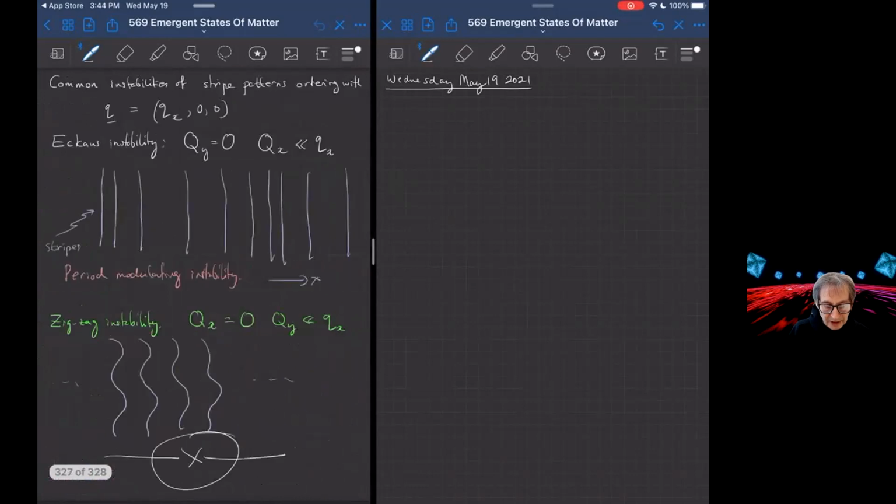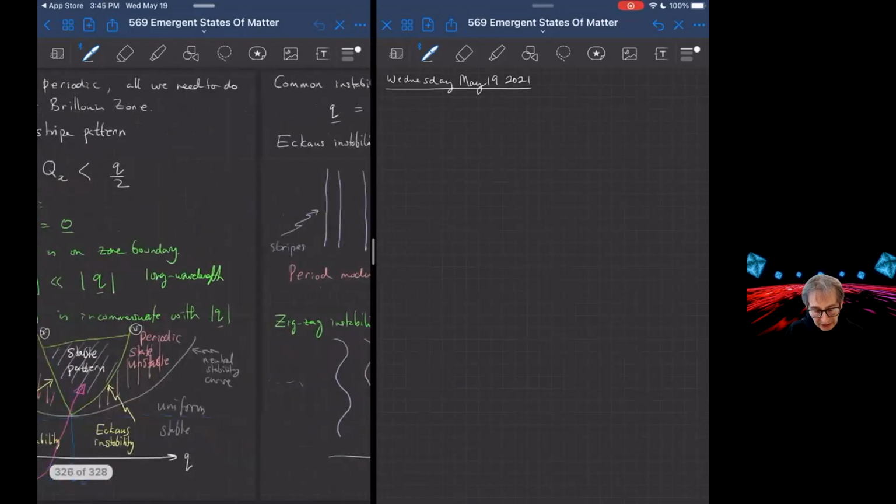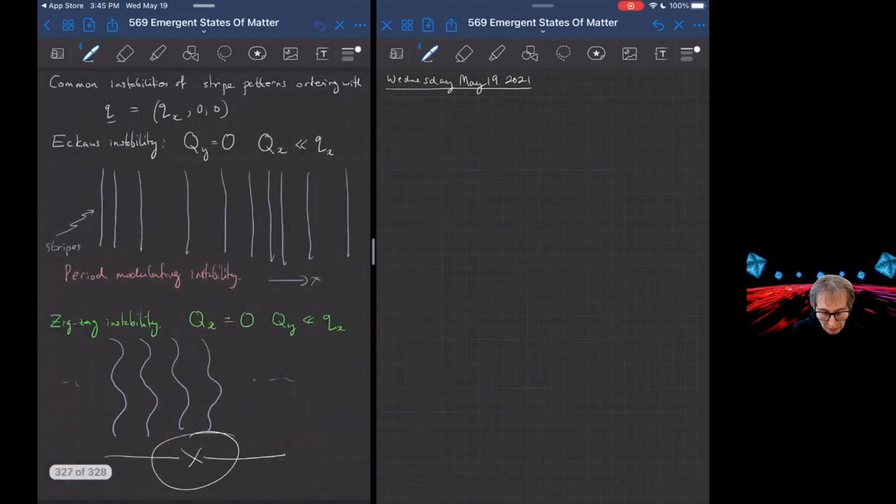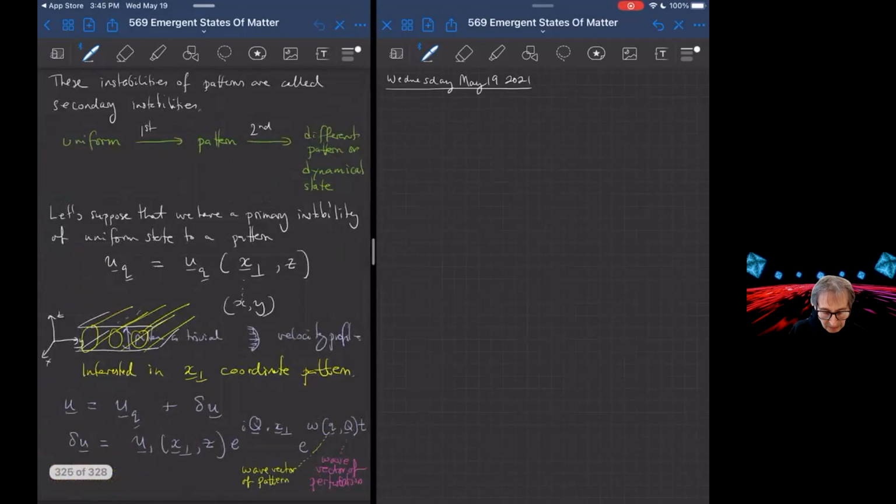And then what we did was we looked at some of the instabilities that can arise. One of those instabilities was the Eckhaus instability, which is a modulation of the wave number. And that was the instability that is listed on the right of that Busse balloon. The other instability is the zigzag instability, which I show over here. And in both of these cases, what we're doing is we're characterizing the pattern and the stability by two wave numbers, little q, which is the actual pattern itself, and big Q, which is the wave number of the perturbation.